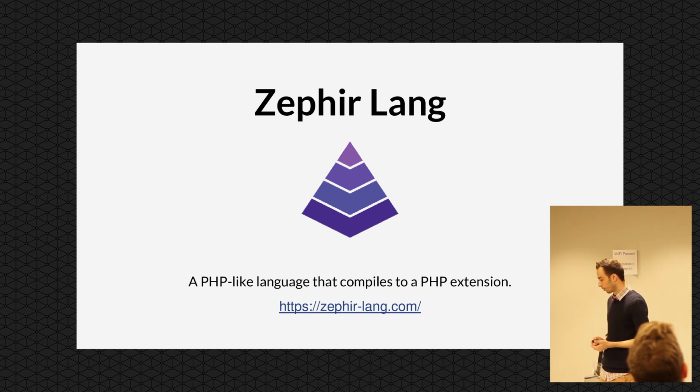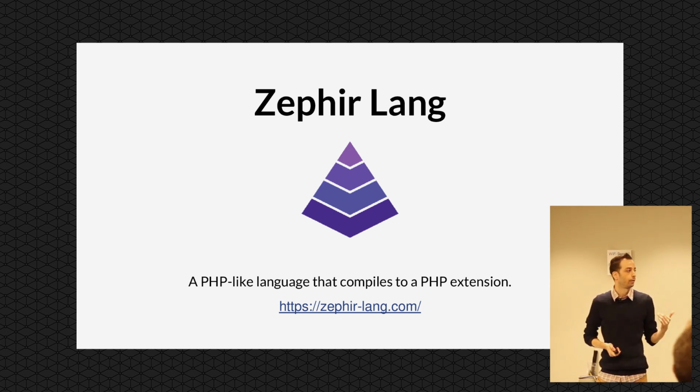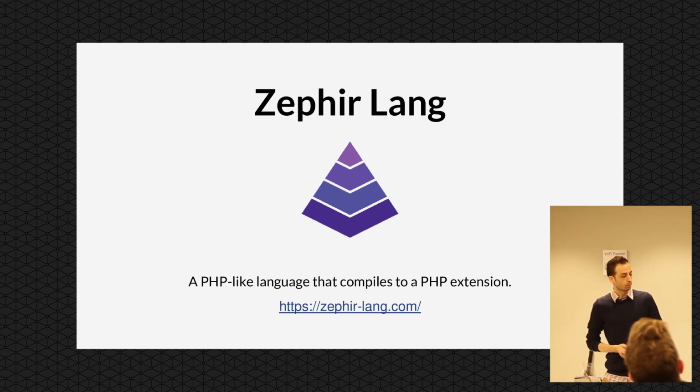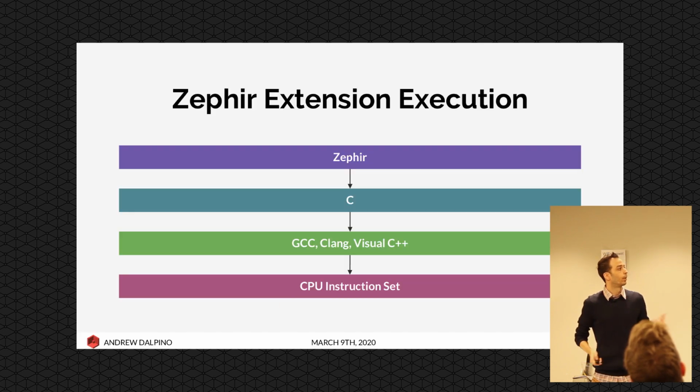Now I'm going to introduce Zephir. Zephir is a PHP-like language. It looks a lot like PHP, and I'll give you an example, but it compiles down to a PHP extension. The way this works is we have our Zephir code that gets compiled down to C. That gets compiled by your C compiler, and then that executes a CPU instruction set.